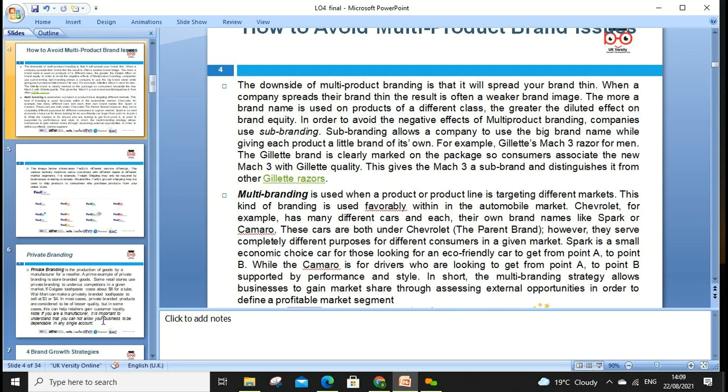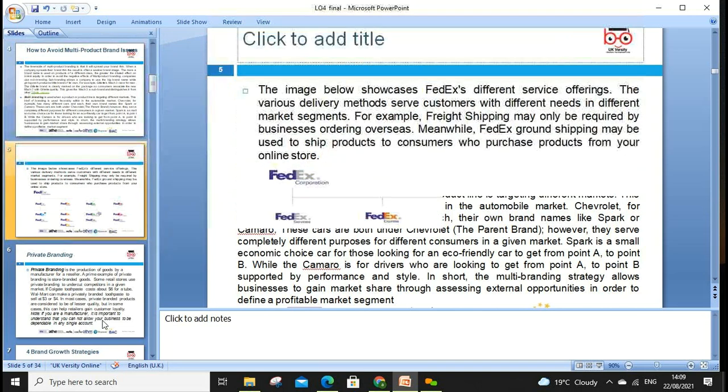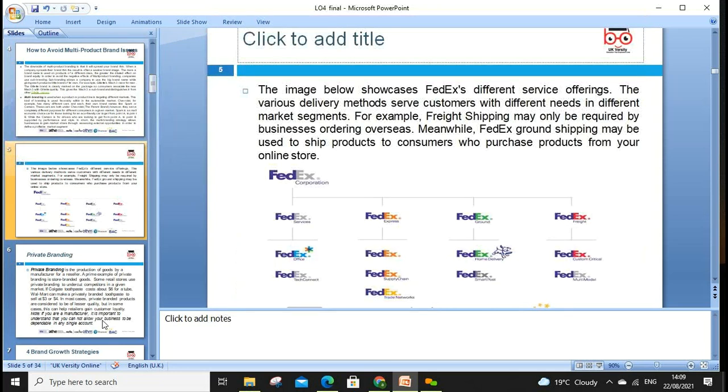So that's the point A to B, supported by performance style and external opportunity, and we can segment it accordingly. So that's multiple brands. The image of the showcase, FedEx, different service offerings, the various delivery methods, serve customers with different needs and different market segments. Freight shipping may be required only by businesses ordering overseas, meanwhile FedEx Ground shipping may be used to ship products to consumers who purchased the product online.